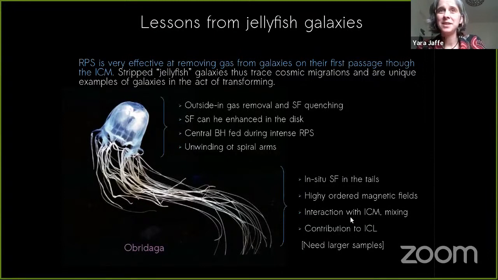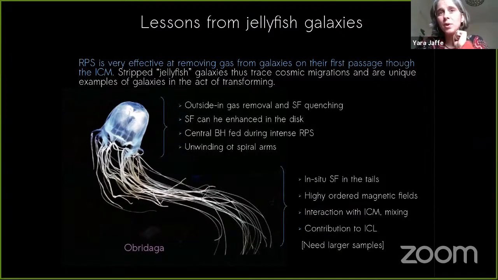So here's my summary. I hope I convinced you that ram pressure stripping is a very important environmental effect, removing gas and transforming galaxies in dense environments. It's a very fast process that affects essentially all galaxies to one degree or another. And these jellyfish galaxies are really unique because they trace cosmic migrations and transformations at play. They're galaxies in the act of transforming.